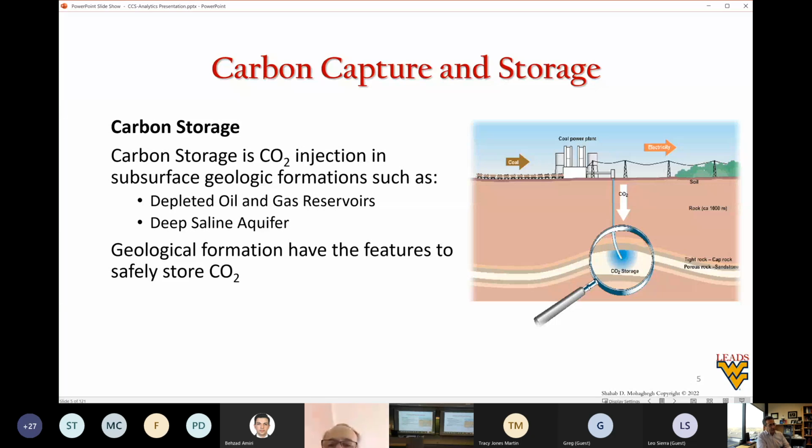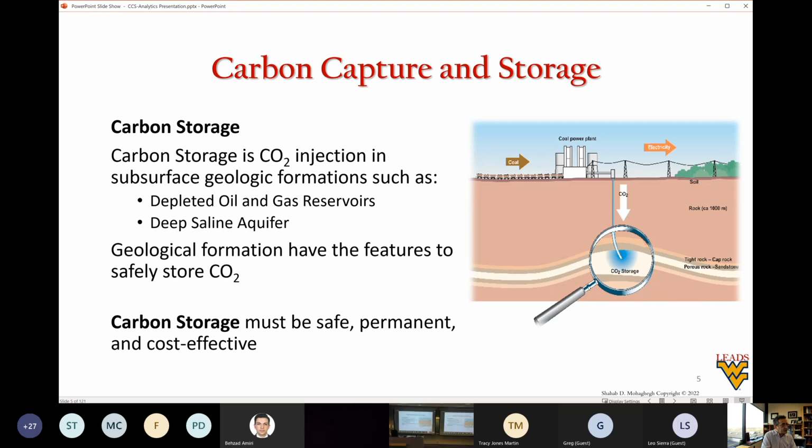And geological formations have the feature that they safely store CO2, since they have safely stored oil and gas for hundreds of millions of years. Therefore, if we put the CO2 in the same place, it would be quite safe to be there for hopefully hundreds of millions of years, and that's going to help the climate change issue. And carbon storage must be safe and permanent, as I mentioned, and it must be cost effective.